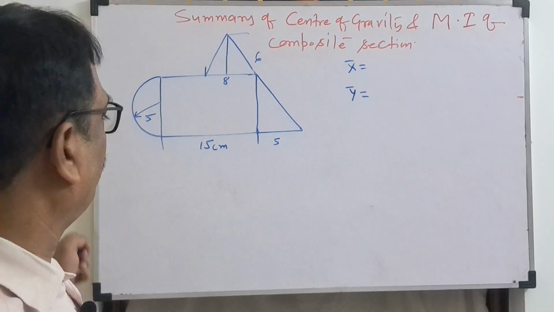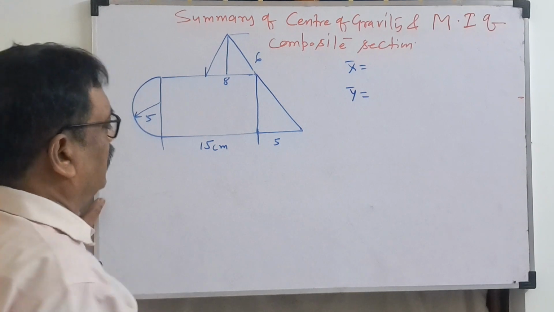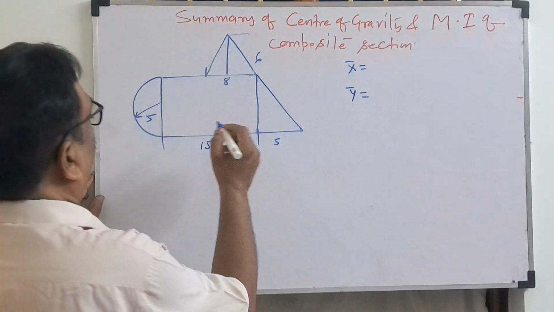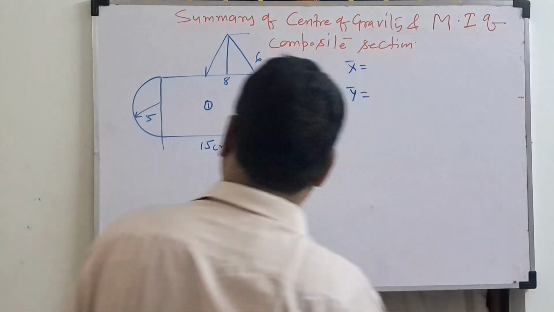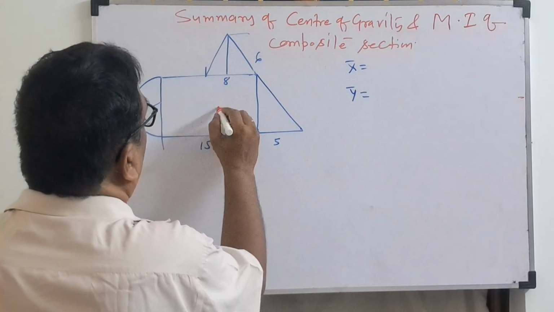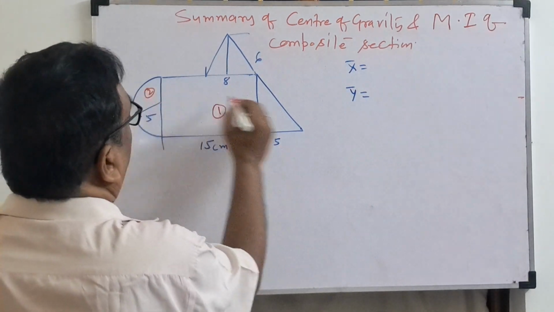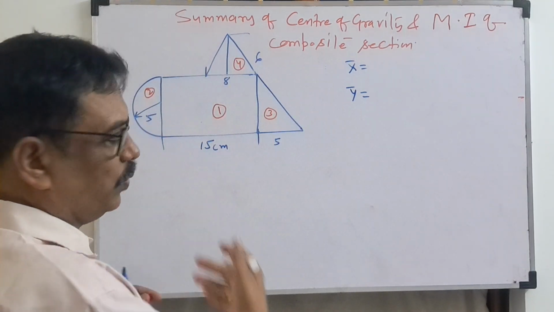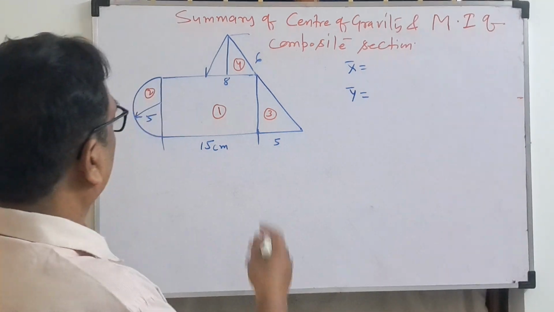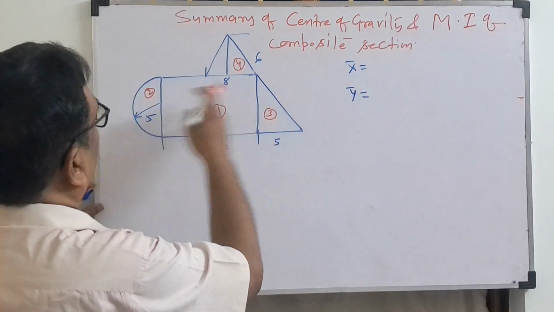How many sections are there? First you have to see. There are 4 sections. You have to give names to the 4 sections. Take the bigger section as 1, then take 2, 3, 4. Any one can be 1 or 2, because all are positive sections. If there were a cut-out, it would be negative, but here all are external only.